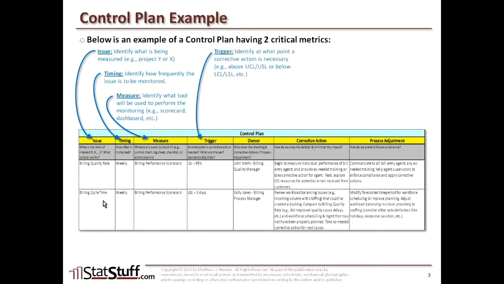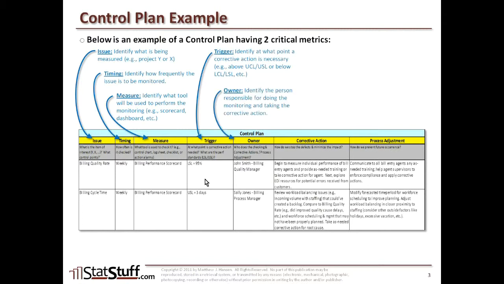And next, in the trigger column, this is referring to where the trigger point is when we need to take some sort of corrective action. So this is where we might use the lower spec limit or upper spec limit, or maybe a lower or upper control limit. Either way, it's what would identify for us when we reach a certain point, this is what's going to trigger some sort of corrective action.